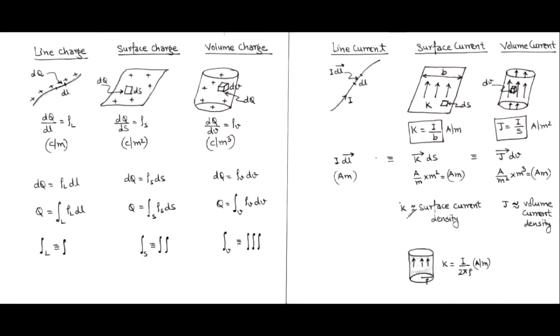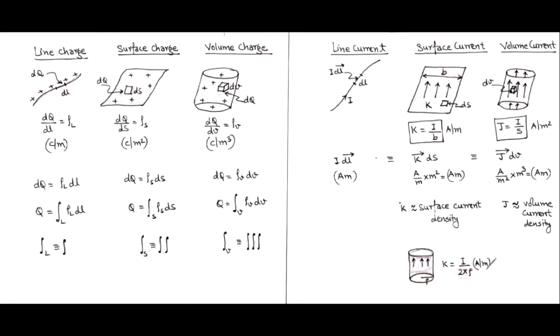Here we note a point. If the surface is in the form of a cylinder, in this case we consider the perimeter of a circle. So here the surface current density K is equal to I upon 2 pi rho. Here 2 pi rho is the perimeter of a circle, that is the perpendicular distance, and its unit is ampere per meter.